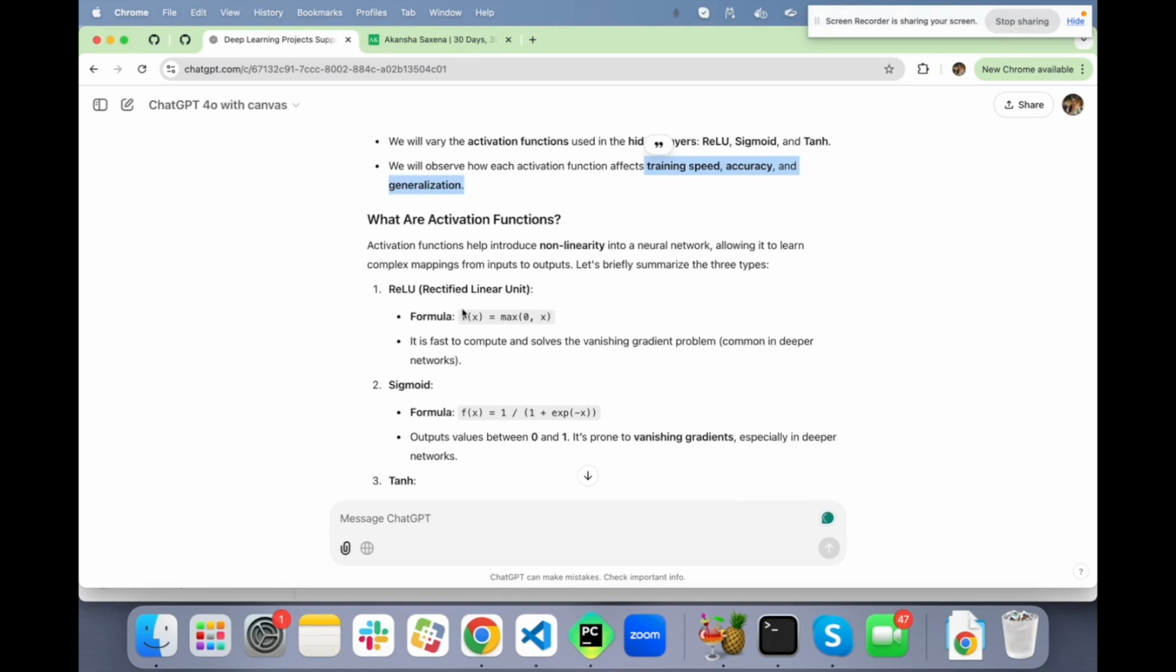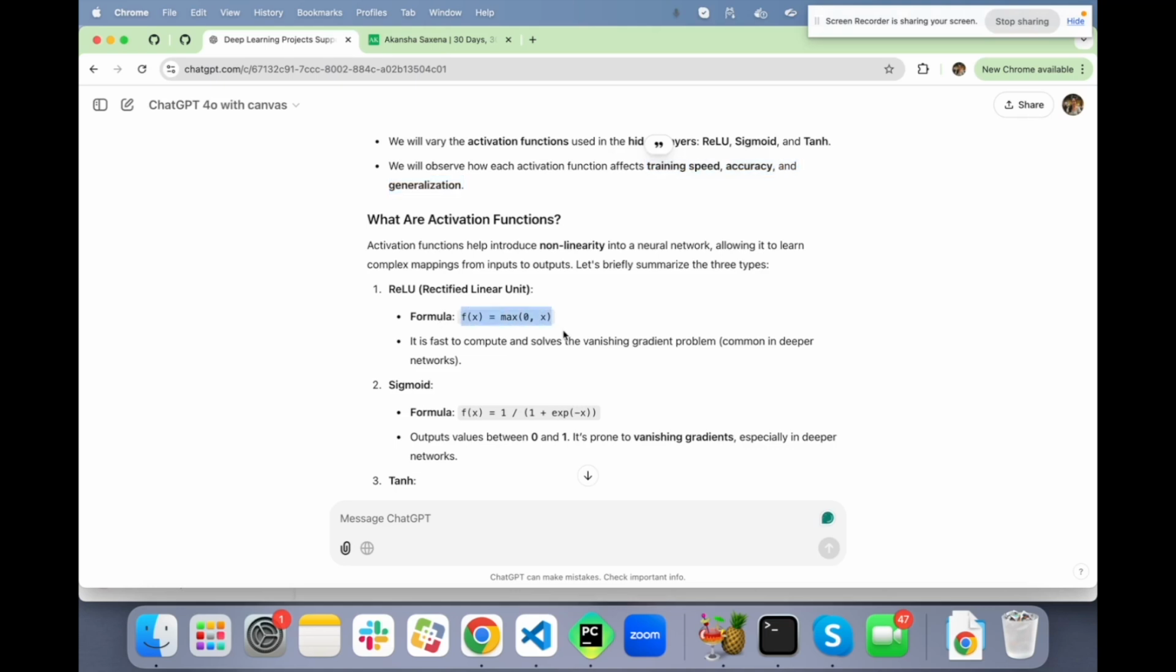Activation functions help introduce non-linearity into a neural network, allowing it to learn complex mappings from inputs to outputs. Let's briefly summarize the three types. So we saw that activation functions, in simple language, what I have understood is we have neurons in layers, and then they decide which neuron to turn on and turn off for predicting with more accuracy. We have activation functions. So first one is rectified linear unit.